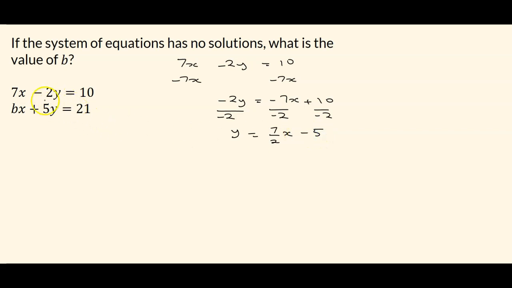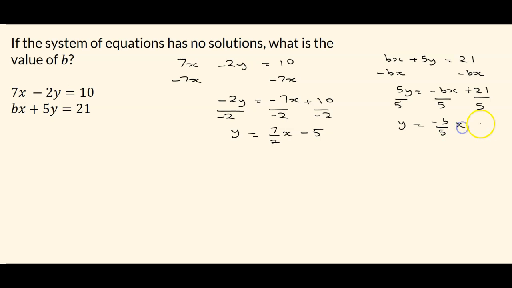The second equation we have is bx plus 5y equal to 21. So we're going to subtract bx from both sides. So 5y equal to negative bx plus 21. And then we're going to divide everything by 5. And then we have y equal to negative b over 5 x plus 21 over 5.